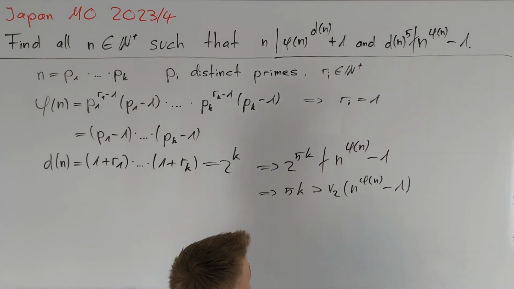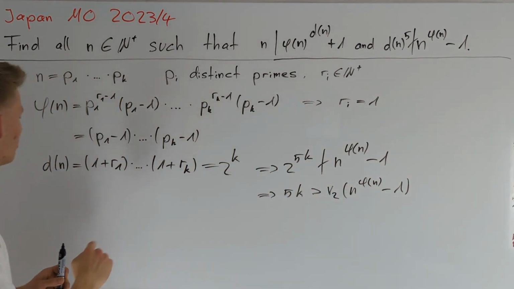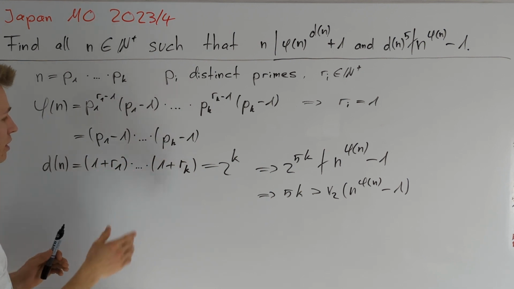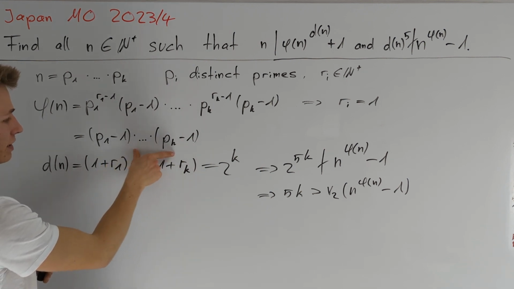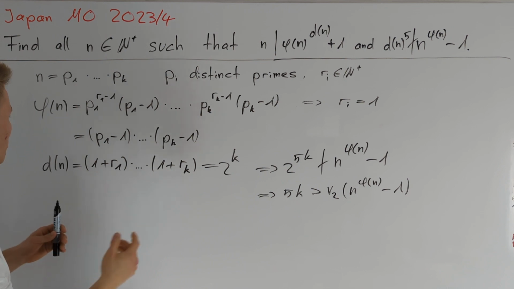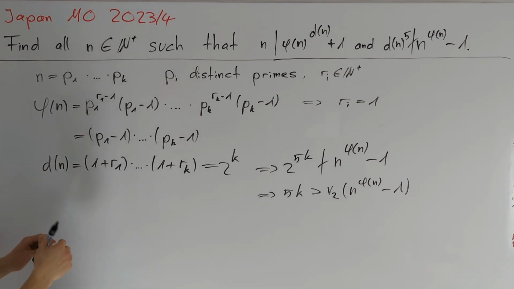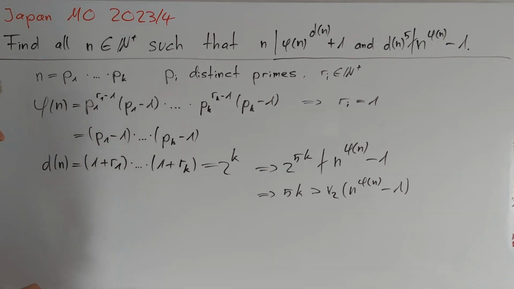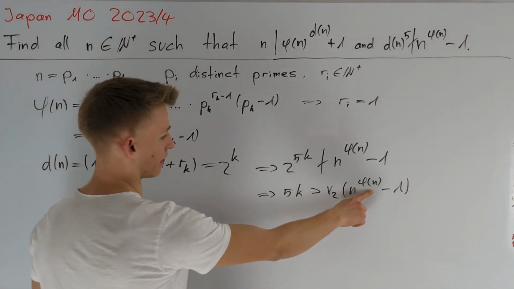We want to use the LTE lemma for the prime number 2, but here we have to watch out because there are two different cases which depend on the parity of the exponent phi of n. If we look back at the representation of phi of n, we see that phi of n can only be odd if all these factors are odd, but this is only possible if all the prime numbers here are 2, and therefore the only possible case for phi of n to be an odd number is if n is equal to 1 or n is equal to 2. So let's have a quick look at these two cases, and after that we can go on with our main proof and assume that phi of n is even.